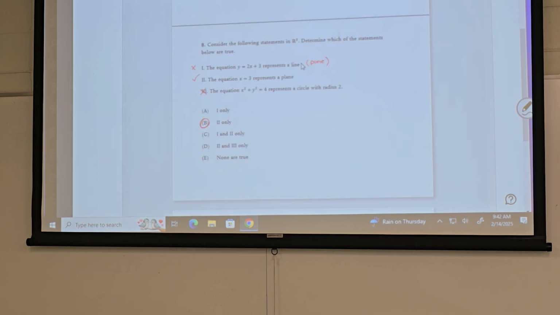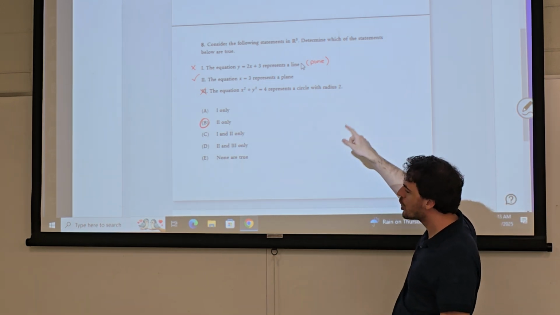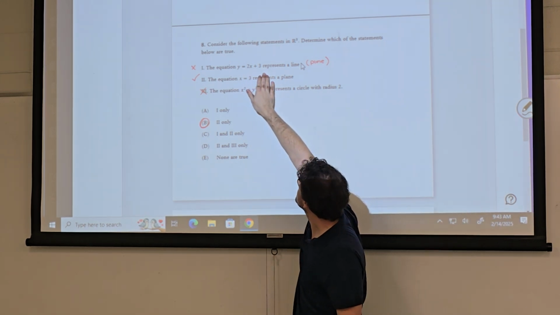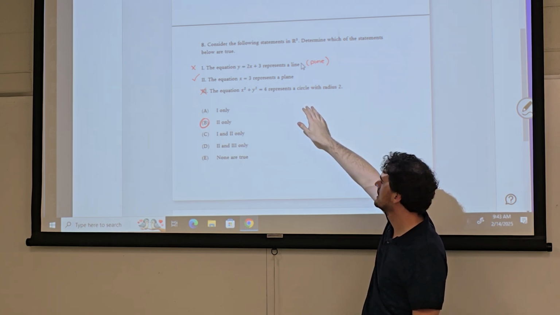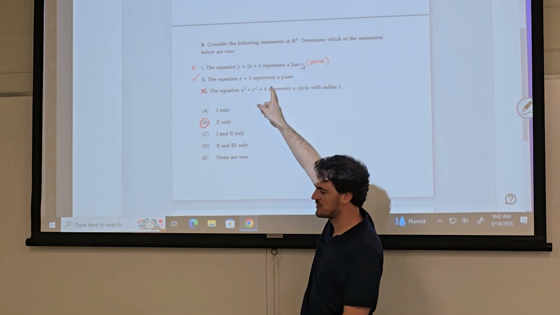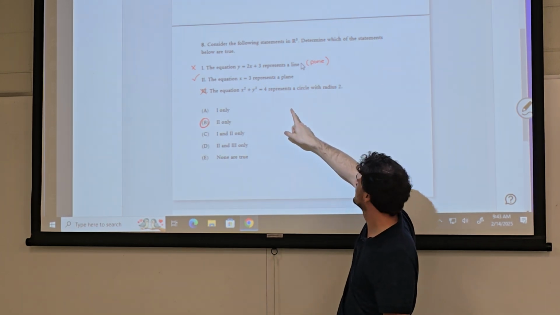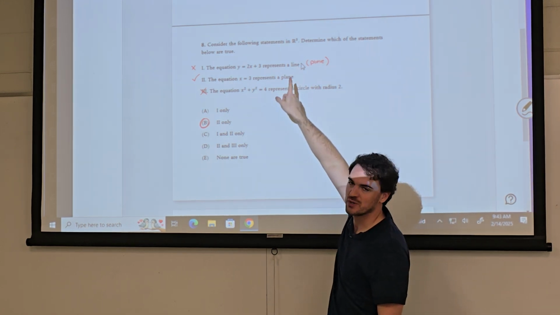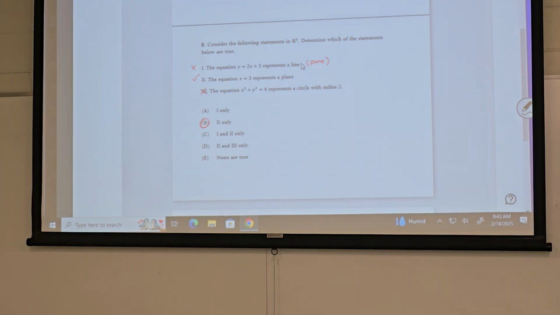This is another one that we should not have been missing. So it says the statement in R3, in 3 dimensions. Y equals 2x plus 3 is not a line. That's a plane. X equals 3 is a plane. I think we all recognize that one. But x squared plus y squared equals 4, it's a cylinder in R3. I agree in R2 it's a circle. In R3 it's a cylinder with radius 2.